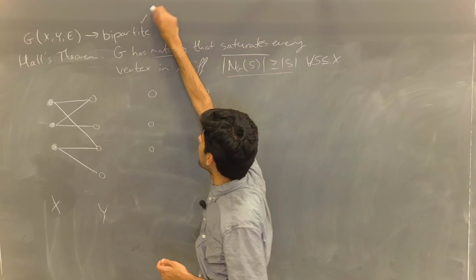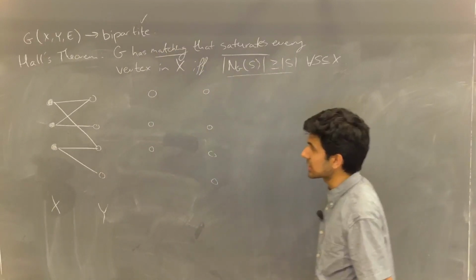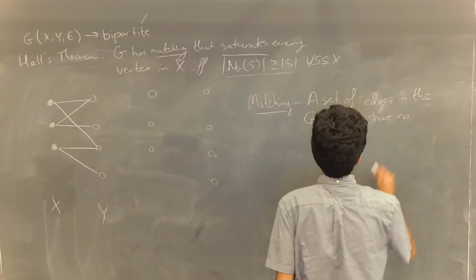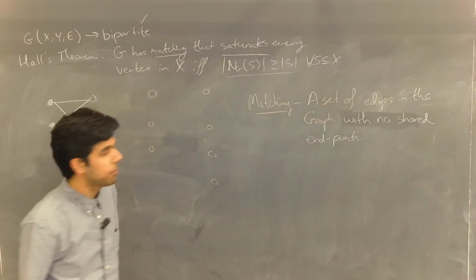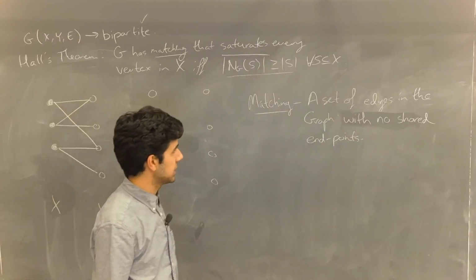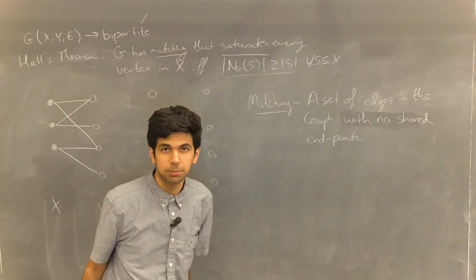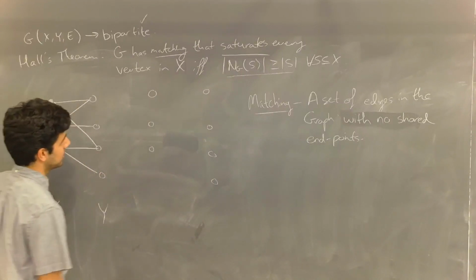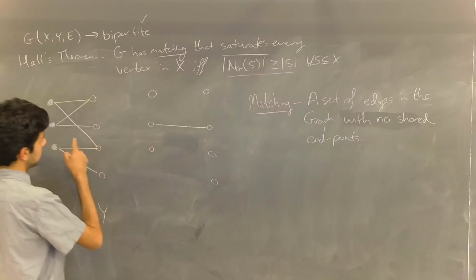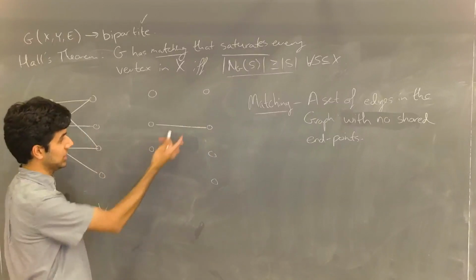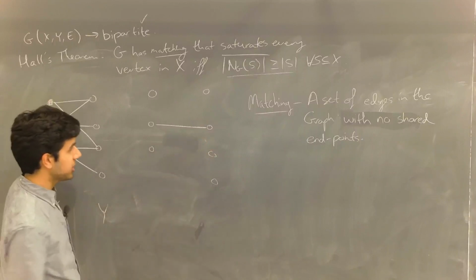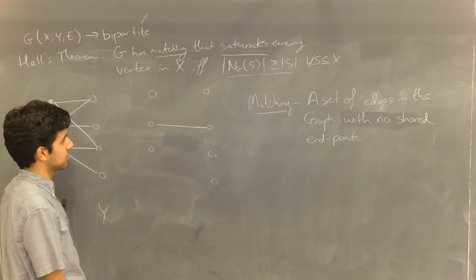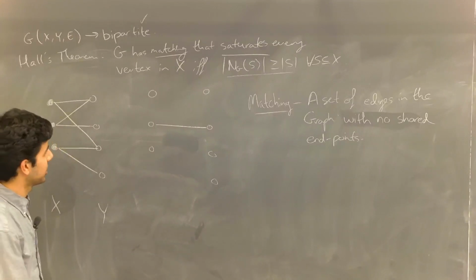So, okay, we've handled that part. Let's now discuss what a matching is. A matching is a set of edges in the graph with no shared endpoints. If I look at this graph right here, I can construct a matching. For example, that edge exists in my graph. So this is technically a matching because I have a set of edges, and they don't share any common endpoints. It trivially holds because there are no other edges to compare it to.